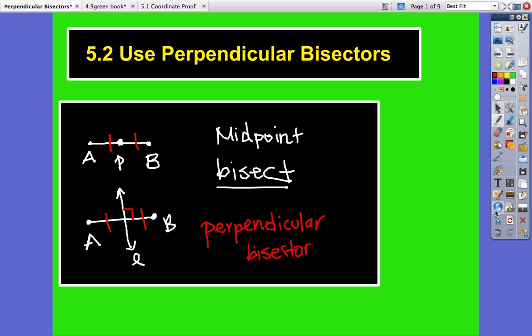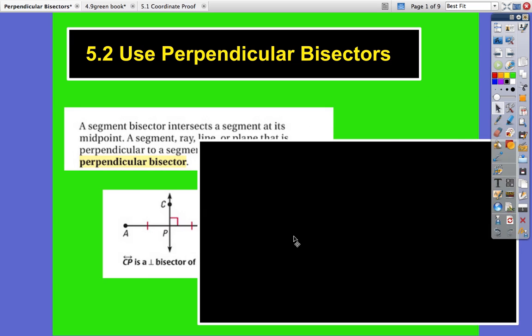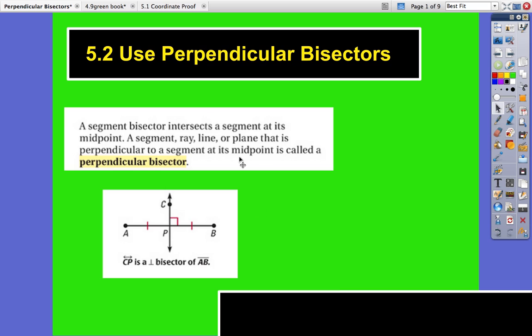So let's find out more about that with the official definition. Here it says, a segment bisector intersects a segment at its midpoint. A segment, ray, line, or plane that is perpendicular to a segment at its midpoint is called a perpendicular bisector. So it doesn't just have to be a segment, it could be a ray. What does that look like?